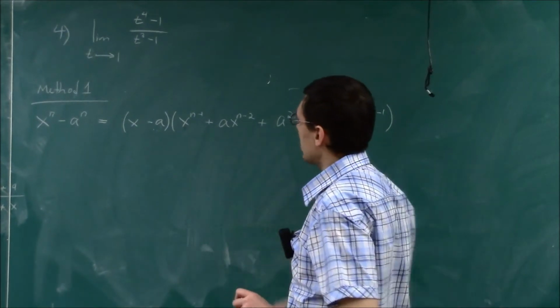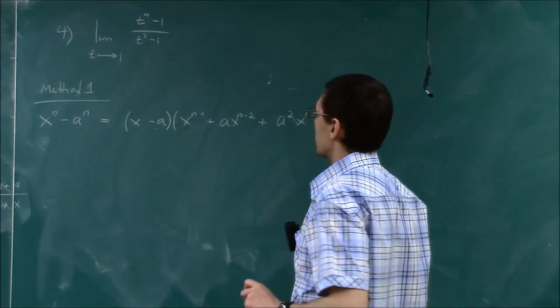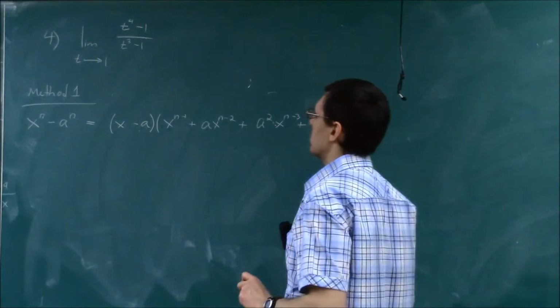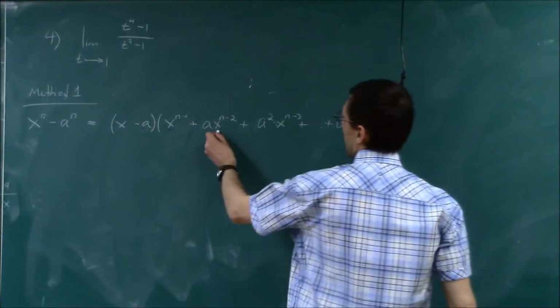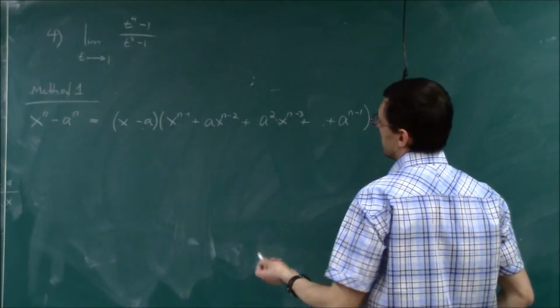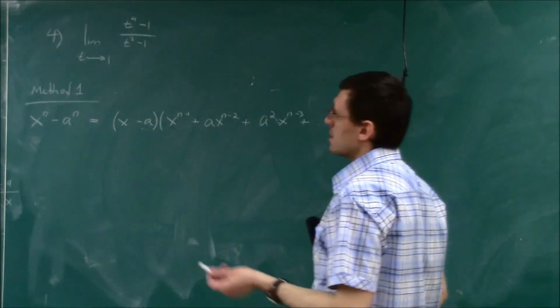The powers of each monomial here add up to n minus 1. So the power of a, in this case, is a to the 0, x is to the power of n minus 1. Here a is to the power of 1, x is to the power of n minus 2. The powers always add up to n minus 1. You see n minus 3 plus 2 is n minus 1. 1 plus n minus 2 is n minus 1.